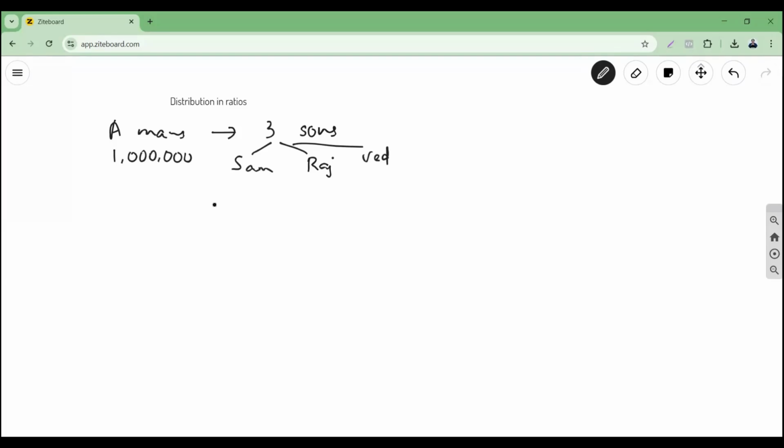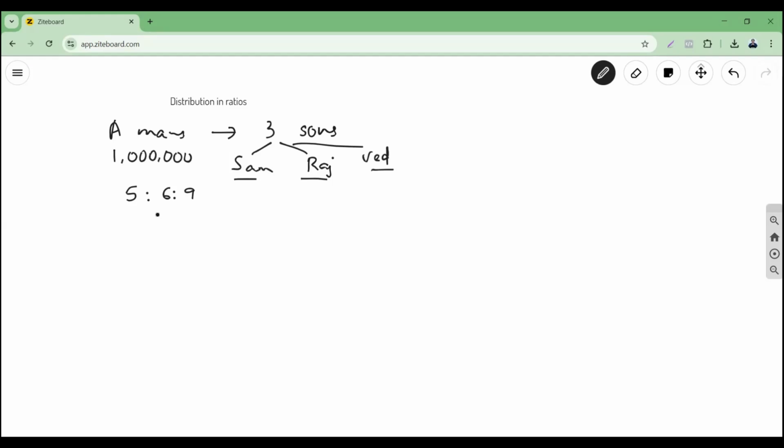Now, he wants to distribute this wealth to his sons, not equally, but in a different ratio. What he says to his lawyer is that Sam is the first son, Raj is the second son, and Ved is the third son. So I'm going to distribute my wealth to my first son, second son, and third son in the ratio of 5:6:9. He has certain reasons for why he is doing it. He is not doing it equally.